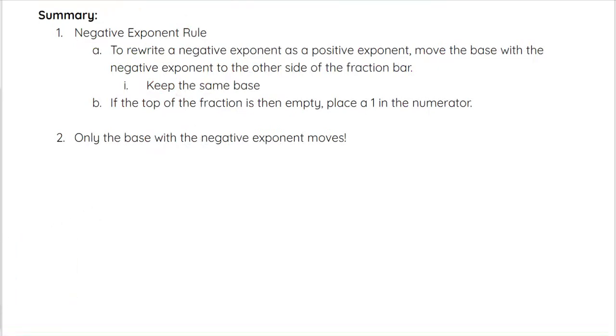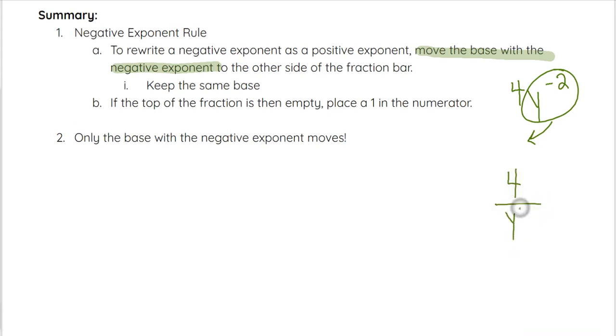So in summary, the negative exponent rule is a rule that allows us to turn a negative exponent into a positive exponent. So to do that, remember, we move the base that has the negative exponent. So again, we only move the base with the negative exponent to the other side of the fraction bar. So for example, when we have something like 4y to the negative second, only the y to the negative second moves down, and it becomes 4 over y to the positive second power.